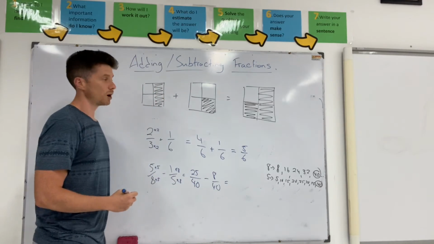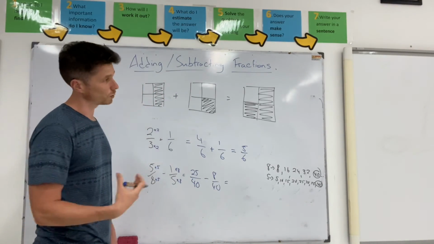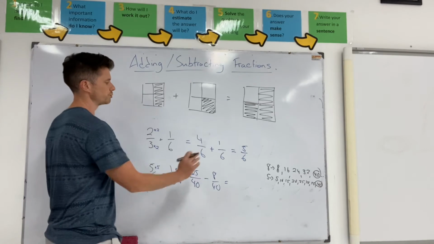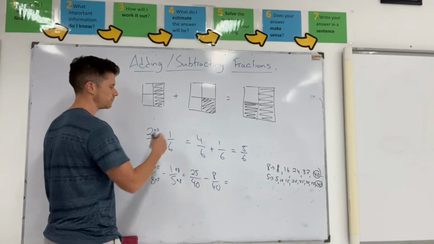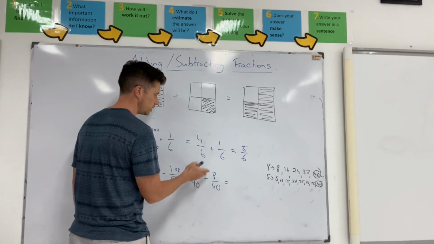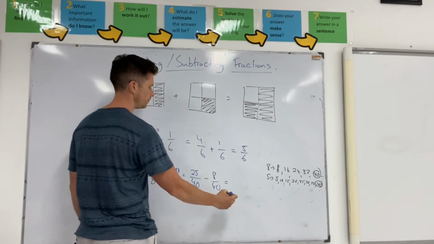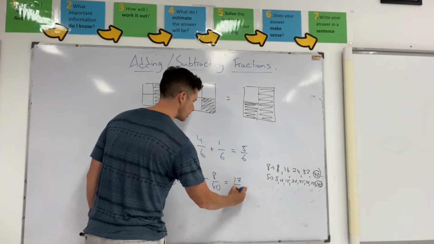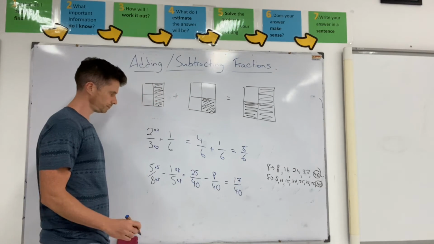Okay. How is this different than adding? Well, it's subtracting. So you subtract the top number: the numerator is 25, take away 8. So 25 parts out of 40, take away 8 of those parts out of 40, we're going to be left with 17 parts out of 40.